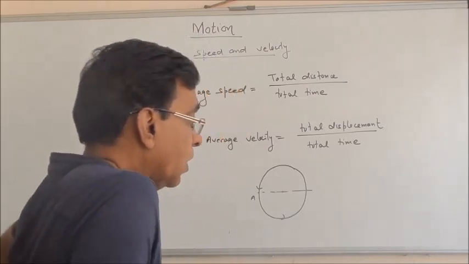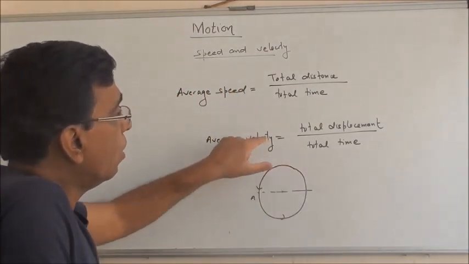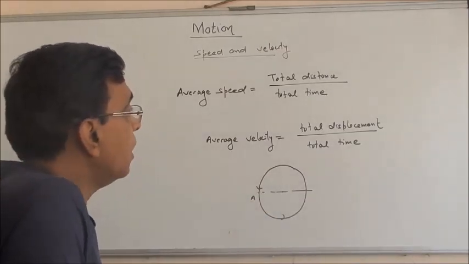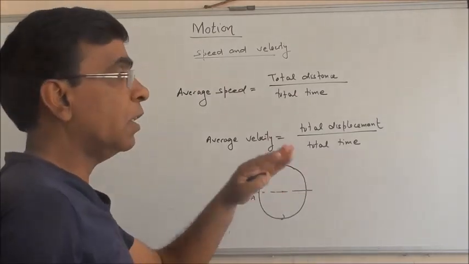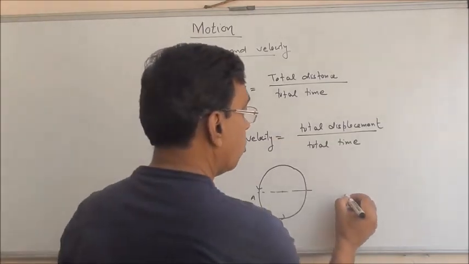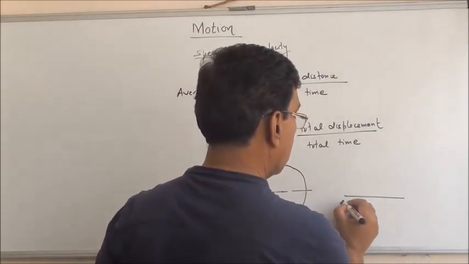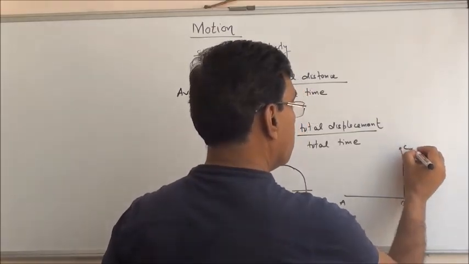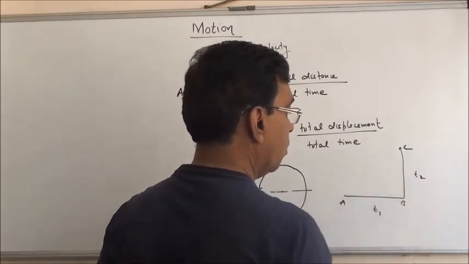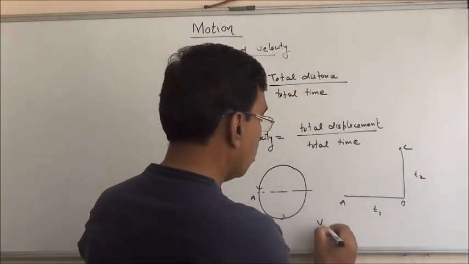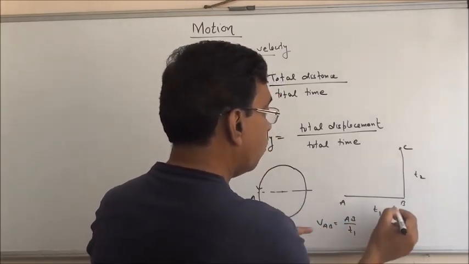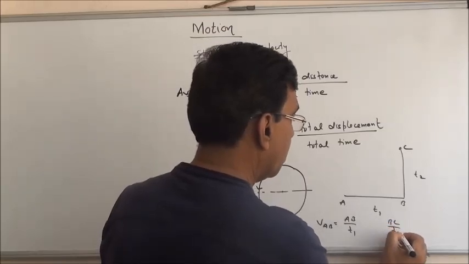So average velocity means total displacement upon total time. It tells us basically in what specific direction the body is moving and with what speed. Suppose I say a body starts from A, it goes to B and then it goes to C. A to B it takes time t1, B to C it takes time t2. Then velocity in this part we will take just AB by t1. Velocity in this part we will take BC by t2.